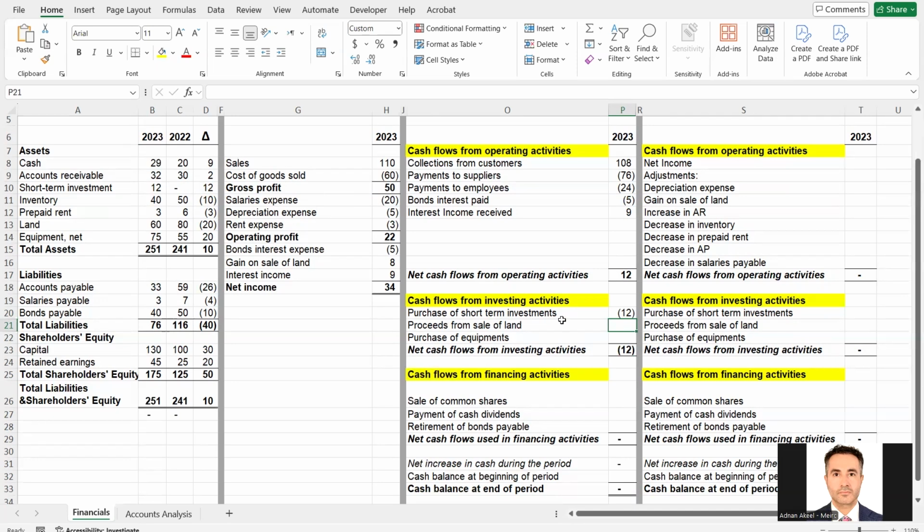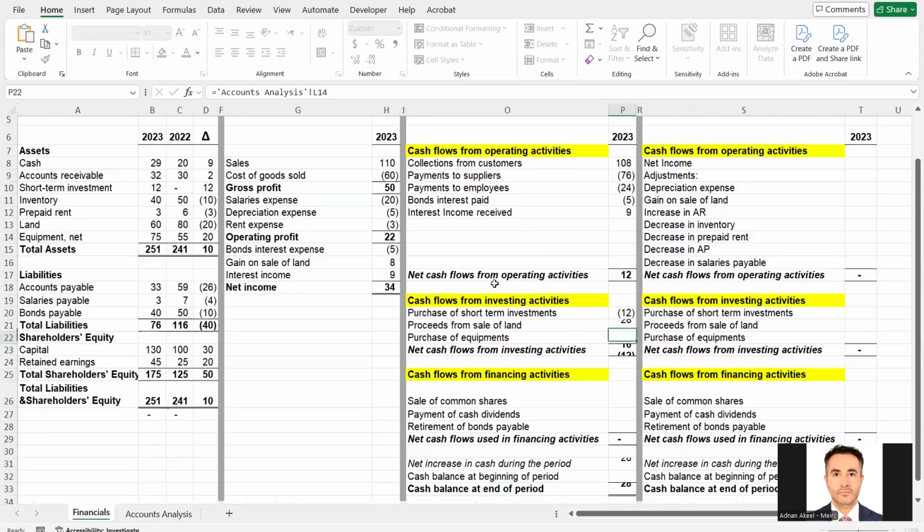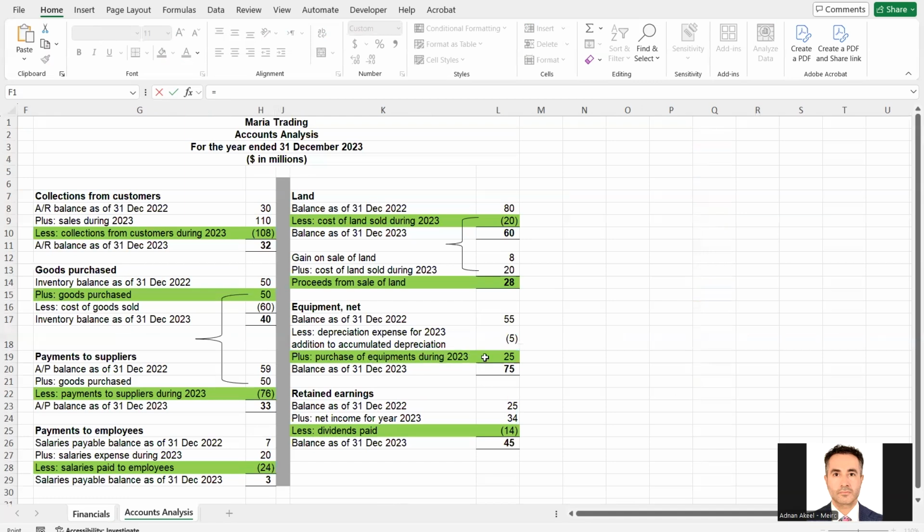Proceeds from the sale of the land. How much did I get by selling the land? That was calculated in the analysis sheet. The land proceeds, that is the 28 million. Purchase of equipment. How much did I invest in equipment? Also calculated here. That is purchase of equipment 25, but logically it needs to be negative because it is paid.